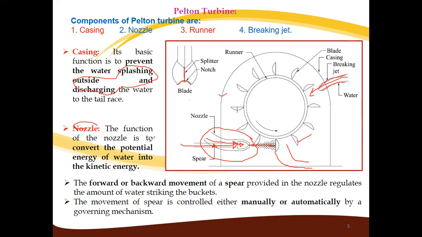So the forward and backward movement of the sphere. Here, a sphere can move forward and backward. That regulates the amount of water striking the nozzle, based on the forward and backward movement of the sphere. Now this movement of the sphere, either forward or backward, can be controlled either manually or automatically by a governing mechanism. So this is the second part, called the nozzle.